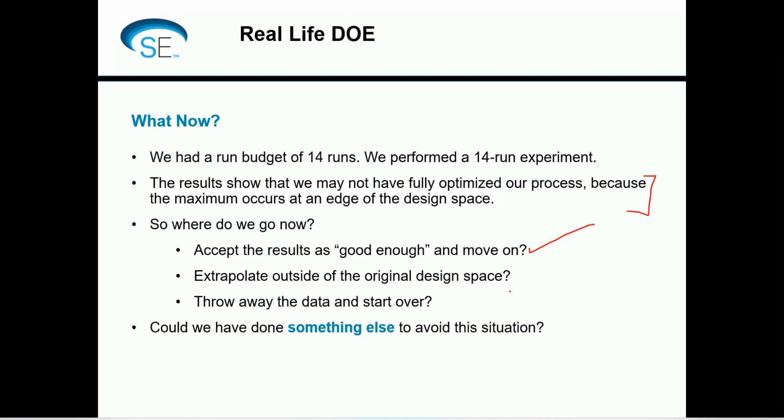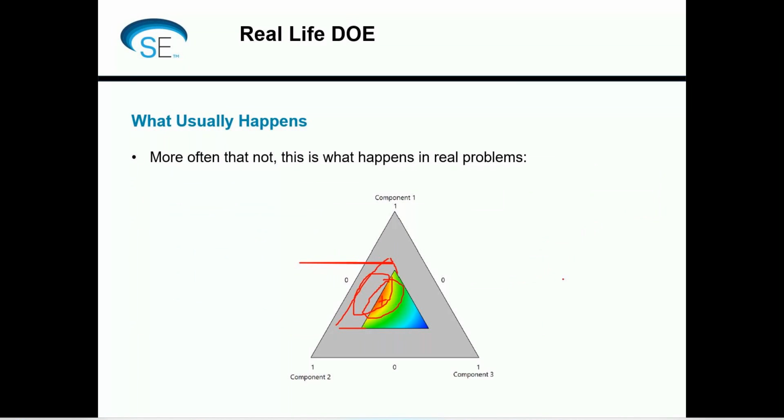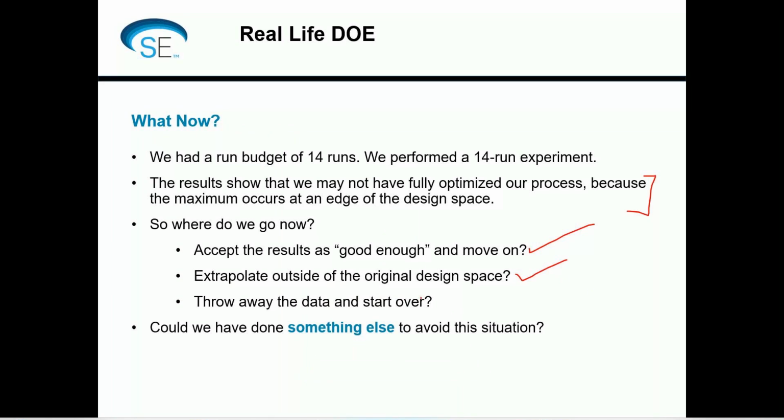Another question is, should we extrapolate? Our software, and most other software as far as I know, when it builds a predictive model, typically does not extrapolate beyond the original space where the points are located. And there's a very good reason for that. Here's something I've seen people do. They say, hey, I'm going to throw away the results of this 14 run experiment and start over. I'm going to try experimenting in a larger design space. In theory, that works technically, but I'll show you a better solution down the road here.